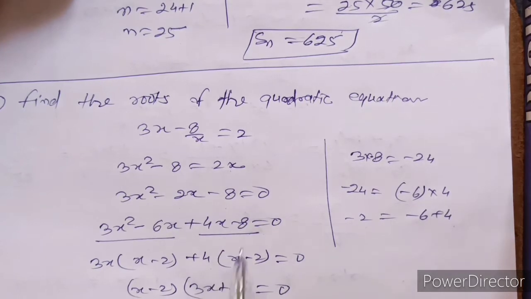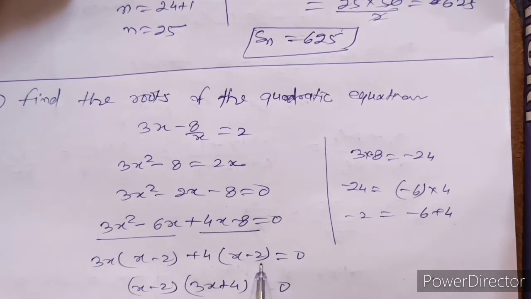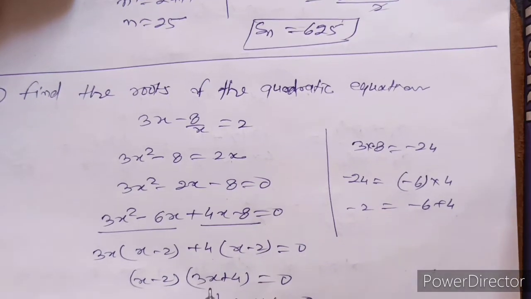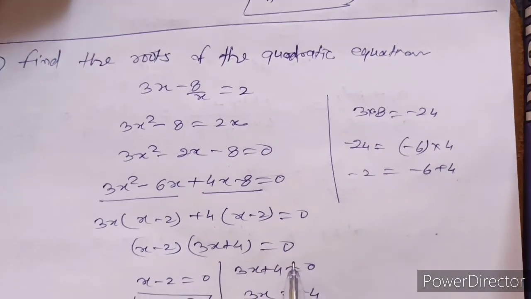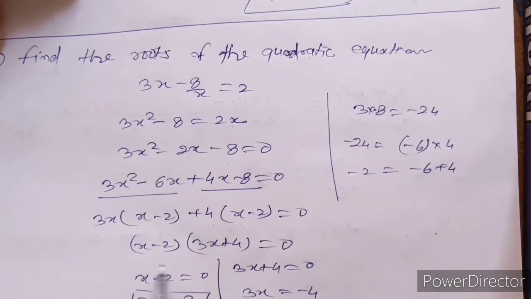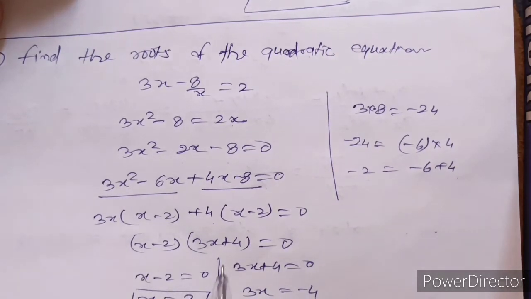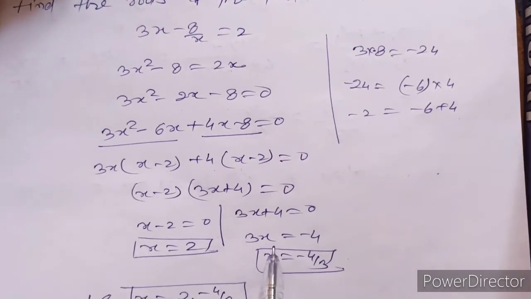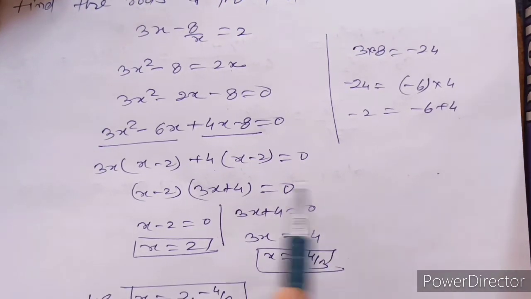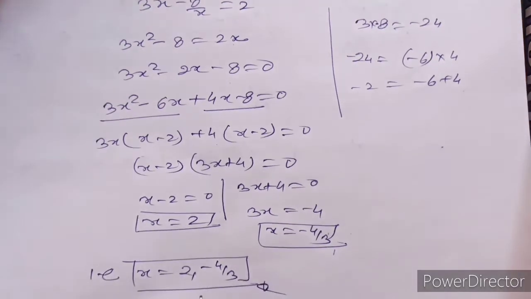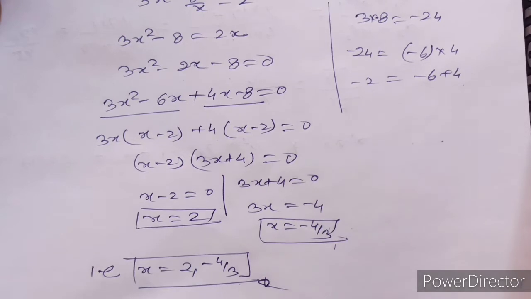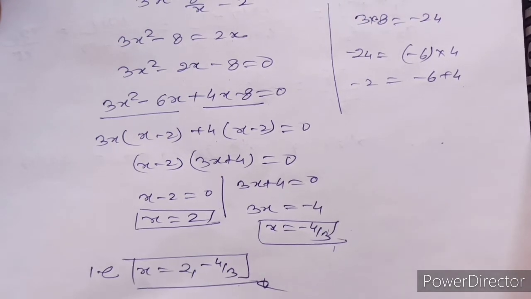Then the remaining factor is x minus 2, and x minus 2 is repeated again as a common factor. Then 3x plus 4 is the other factor of the given equation. Now the first factor equals 0 or the second equals 0, so x is equal to 2, and here x is equal to minus 4 by 3. This way we can say x equals 2 and minus 4 by 3 are the two roots of the given equation.